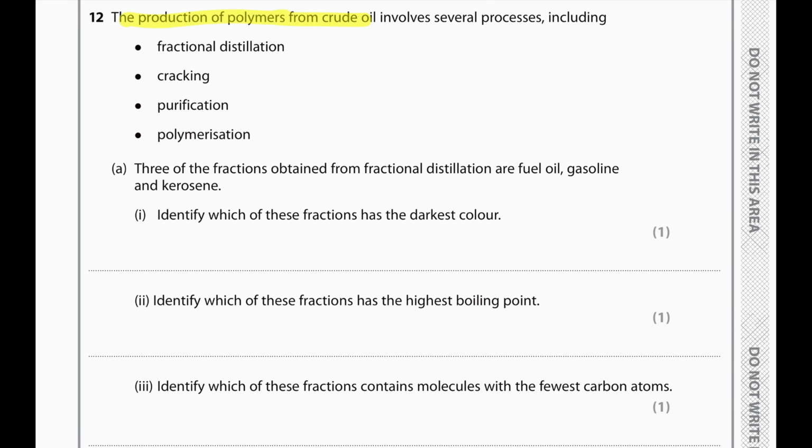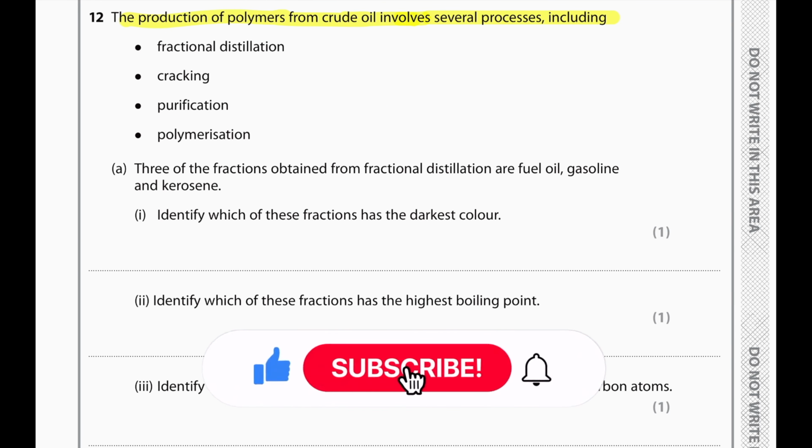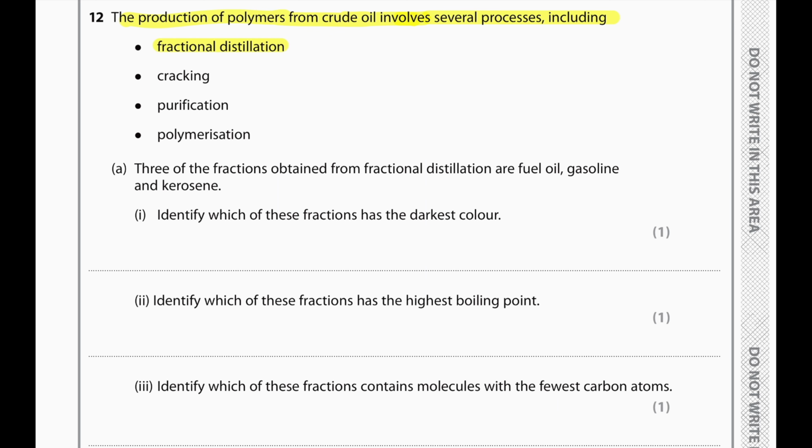The production of polymers from crude oil involves several processes, including fractional distillation, cracking, purification, and polymerization. Three of the fractions obtained from fractional distillation are fuel oil, gasoline, and kerosene. Identify which of these fractions has the darkest color. Guys, the longer the carbon chain length, the darker the color is going to be. So gasoline has the shortest chain, thereby it will have the lightest color, and fuel oil has the longest chain, so it will have the darkest color.